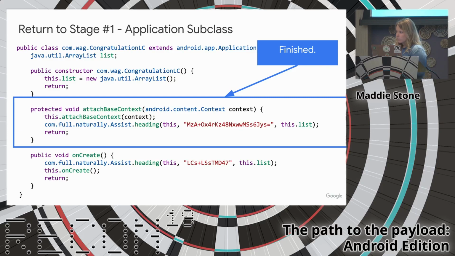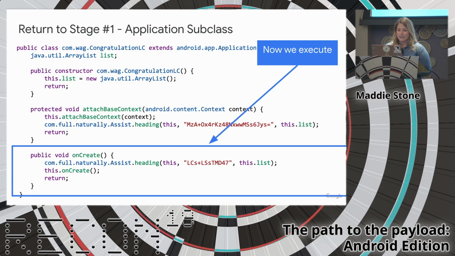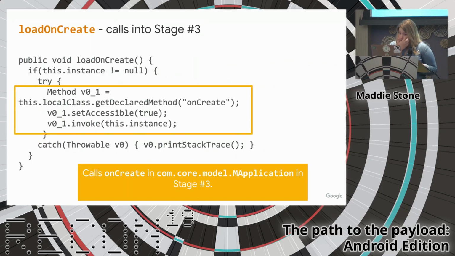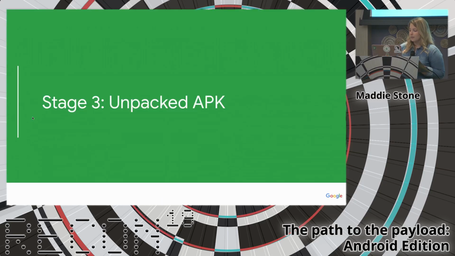And in the Android application lifecycle, that means the next thing we do is call onCreate. So we're going to go through the whole path again, but skip that very last method of load attach context, and this time instead we're down at bullet 5, where we will call startLoad, which will allow us to begin executing in the unpacked stage 3 rather than just unpacking it. So this is where we see our calls into it. Again, just lots of reflection, and we're calling onCreate in stage 3.